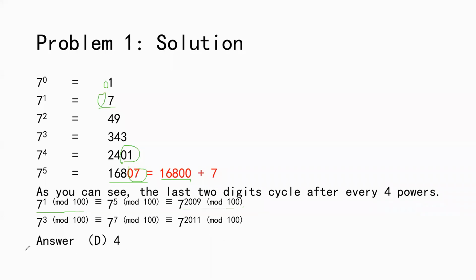If we continue the other way, 7 to the power of 2011, which is the number we want to figure out, has the last 2 digits the same as 7 to the power of 7 and also 7 to the power of 3. Here we go. The last 2 digits are 43. Therefore, the answer is D. The 10th digit is 4.